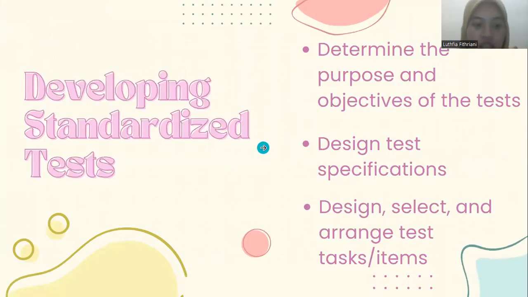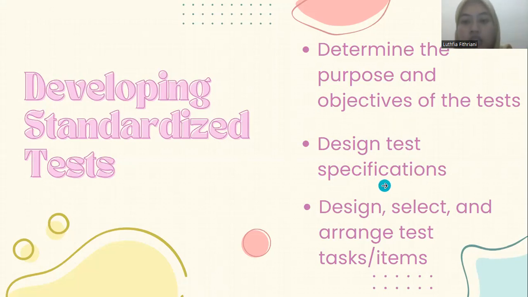Developing standardized tests. There are some steps in developing standardized tests. The first is to determine the purpose and the objective of the test. It is important to state the objective of the test clearly because standardized tests are expected to provide high practicality in administration and scoring without unduly compromising validity. The second step is to design test specifications. It is important to identify a set of constructs underlying the test itself.